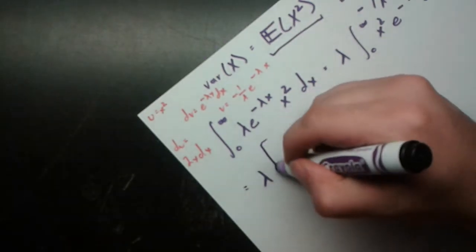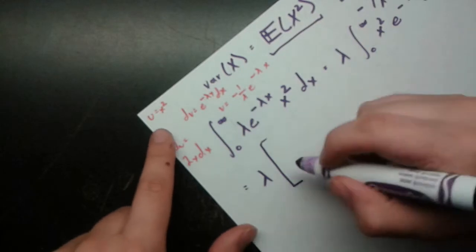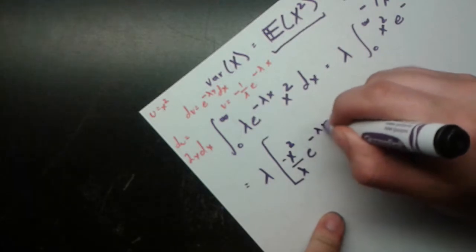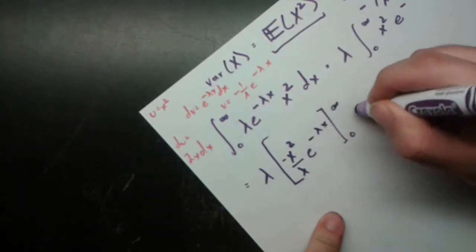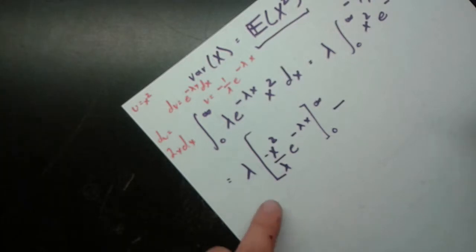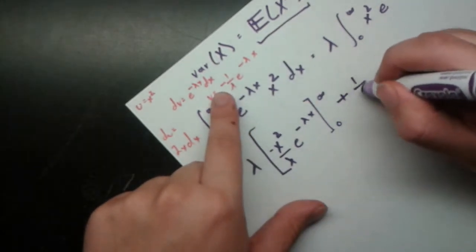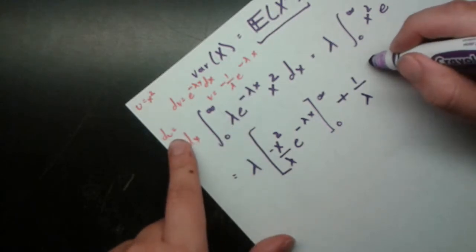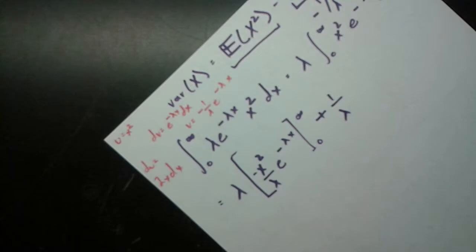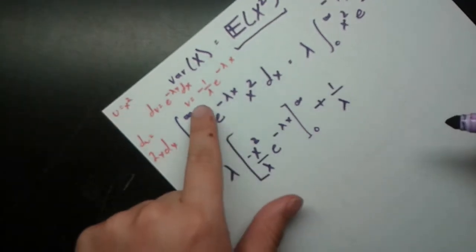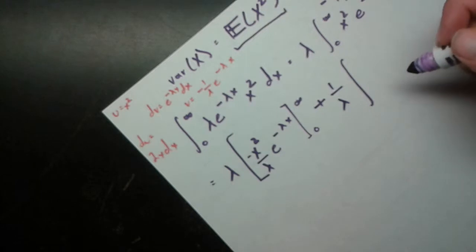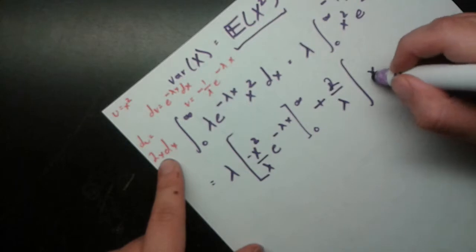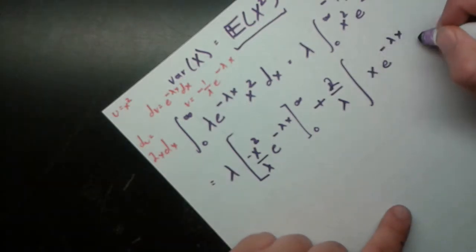Okay, sorry for the bad writing in the margin here, but what we get is this lambda out front, and then we get uv, so it's going to be x squared, and then v is minus 1 over lambda e to the minus lambda x. This guy evaluated from 0 to infinity, minus the integral of v du. So we have v right here, so again we have a plus 1 over lambda, and then du is right here. So doing this integral of v du, we'll put a 2 up here, the x, the e to the minus lambda x, and the dx.